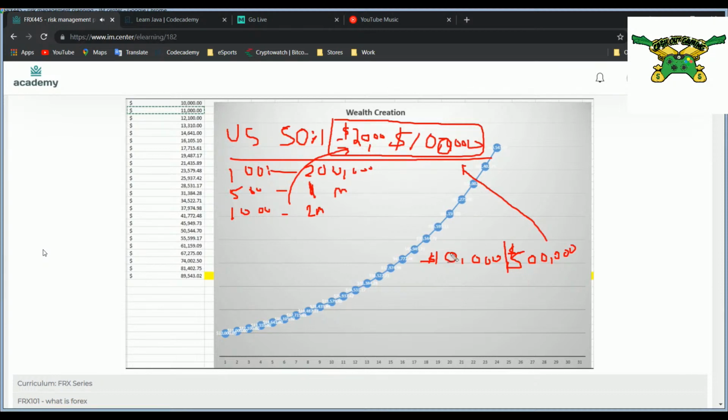But on a $10,000 account, let's just say you want to grow it at a rate of 10% in the month. Okay, 10% in the month.